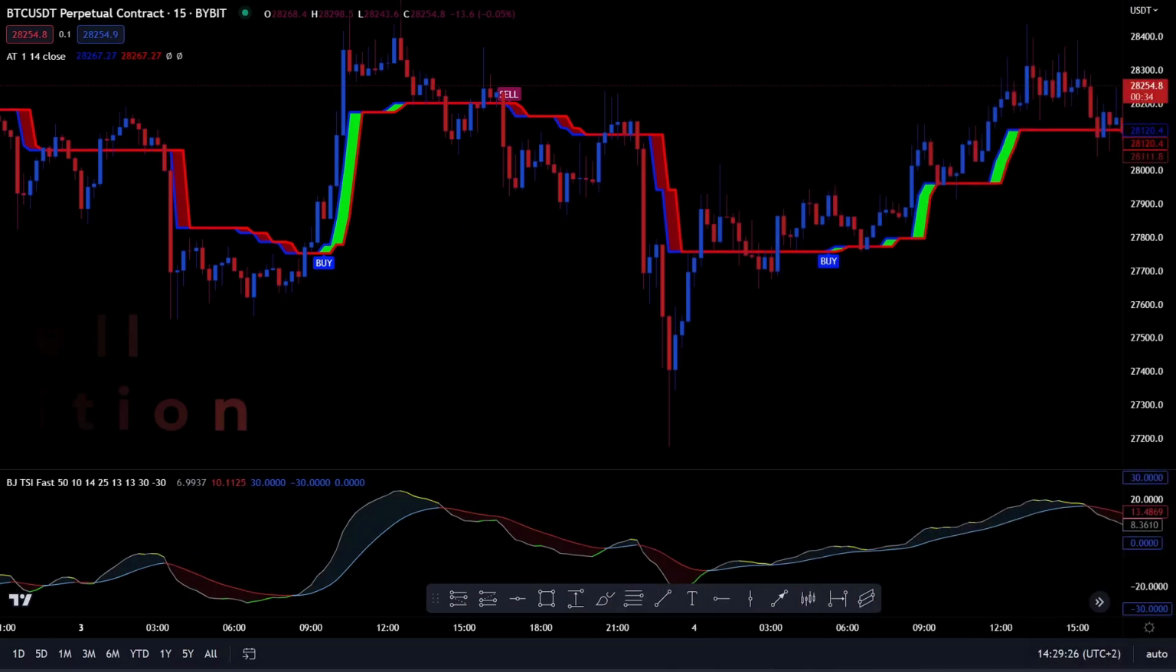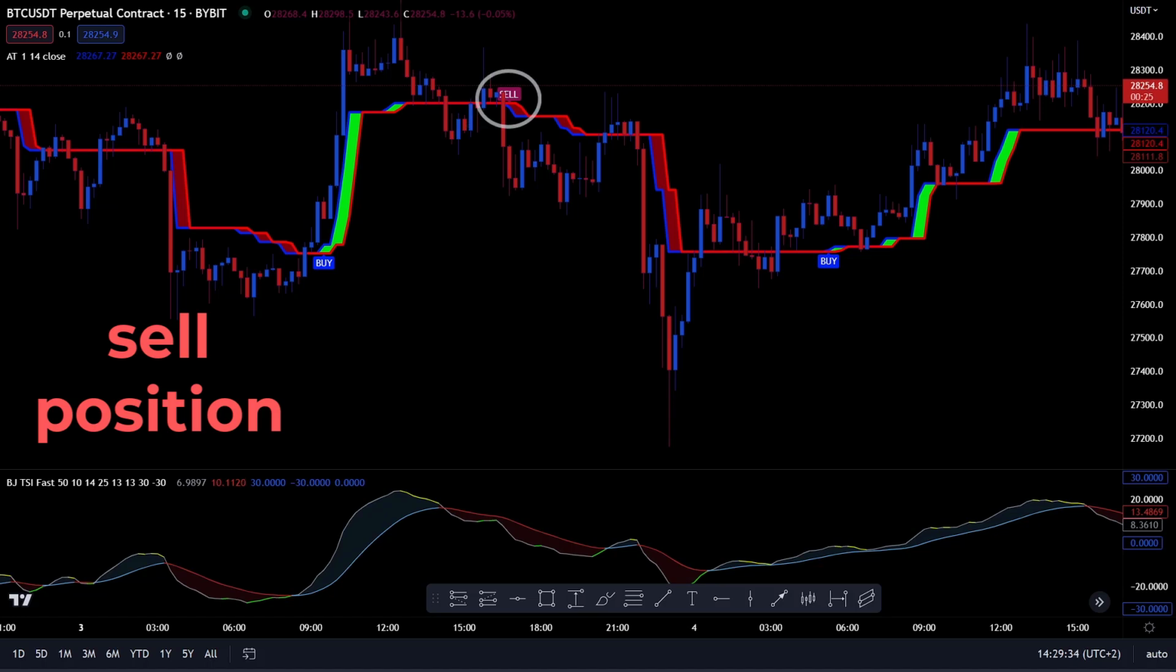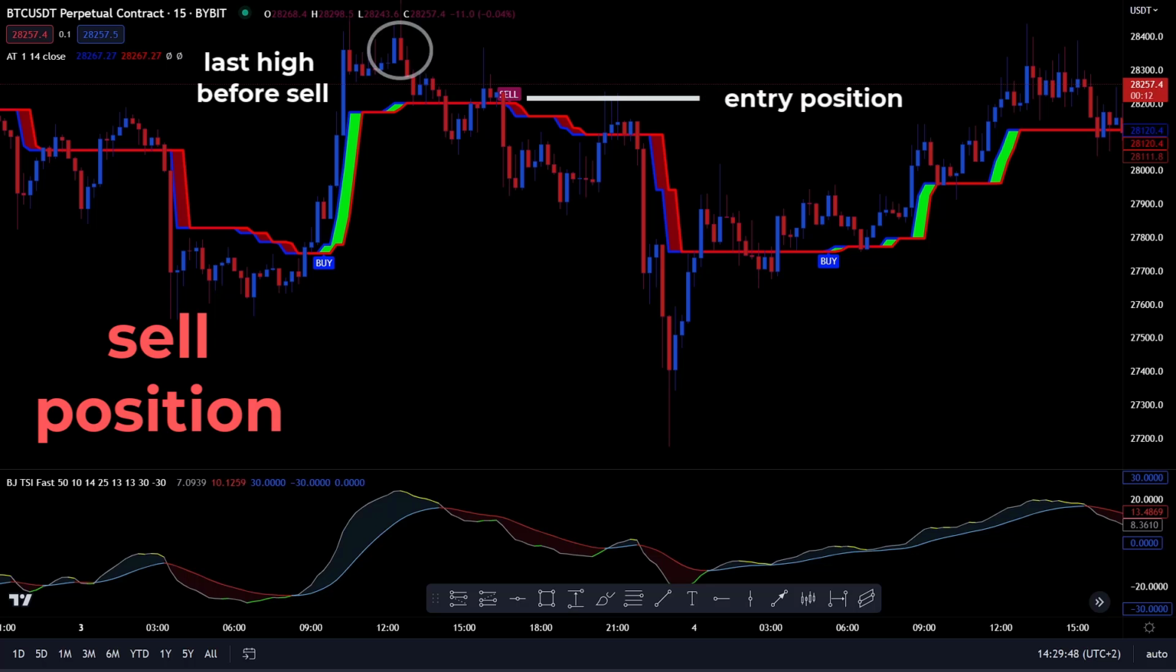In the next example, we will study a sell position. The steps are the same as for a buy position but in reverse. We wait for a sell signal to appear on the Alphatrend indicator. As soon as we spotted such a signal, we immediately look to the Bjorgum line if it is red in color. Having confirmed this, we now can enter the market and place our stop loss level a little bit above the high before our entry position.